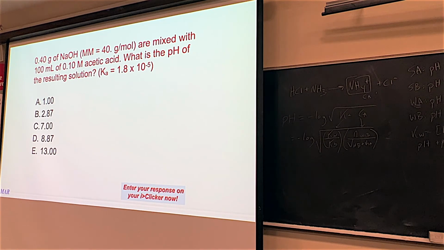What I would probably do is think about it as a weak acid plus strong base titration and figure out the region you're in based on the moles. Grams divided by molar mass gives you moles here. Volume in liters times moles per liter would give you moles, and you can go from there. But you could also do this as a type of buffer expression. But anyway, use whatever method you think is necessary and see what you can do with this problem.